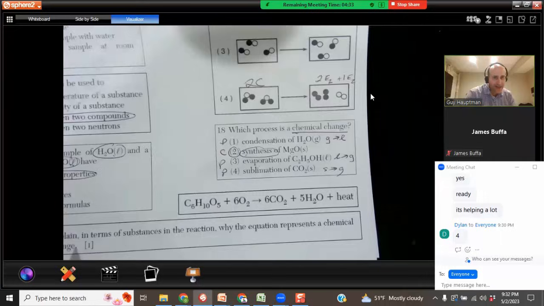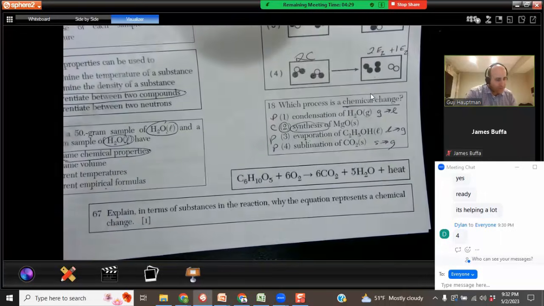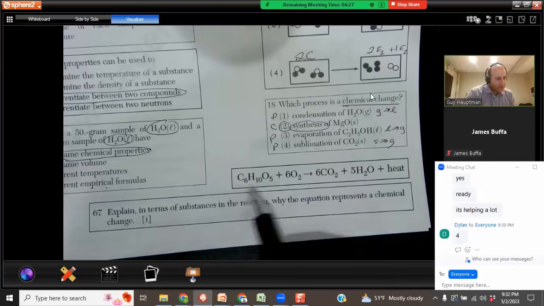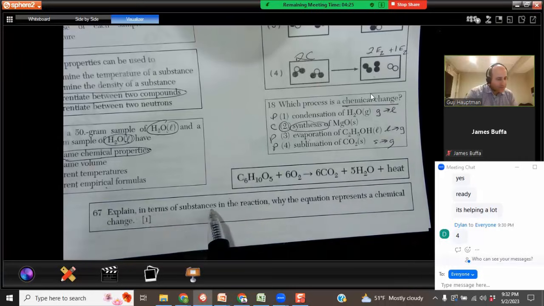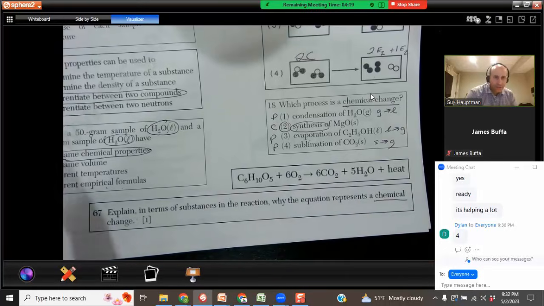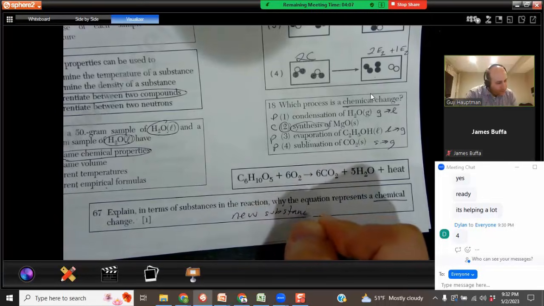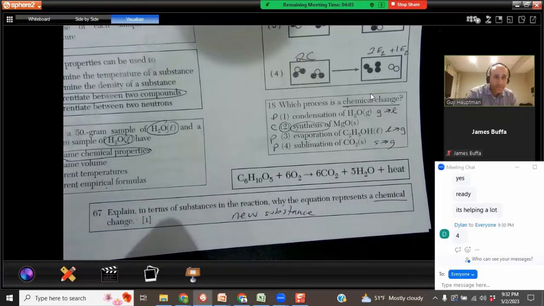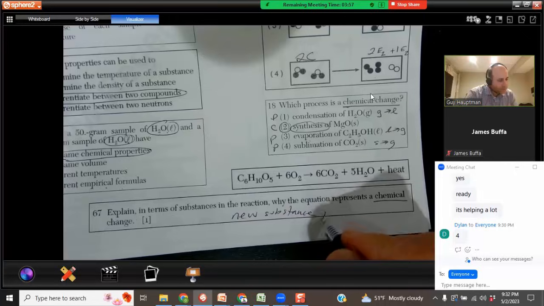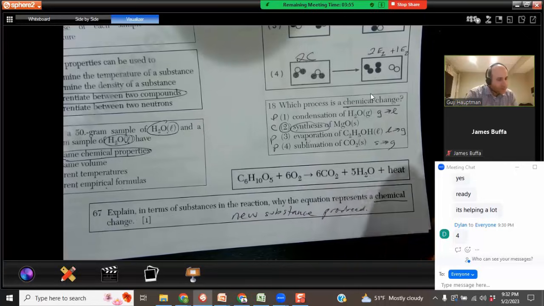All right, and I believe this is our last question for wave 4. This is a short answer question. They give you a reaction. Can you explain in terms of substances in the reaction why the equation represents a chemical change? James, what do you think? New substances are being produced. Full credit right there. As long as you say something new is produced, you get 1 point. That's how it works. You don't have to write an essay. You don't have to write sentences. You can say something new is produced. Okay? New substance produced.